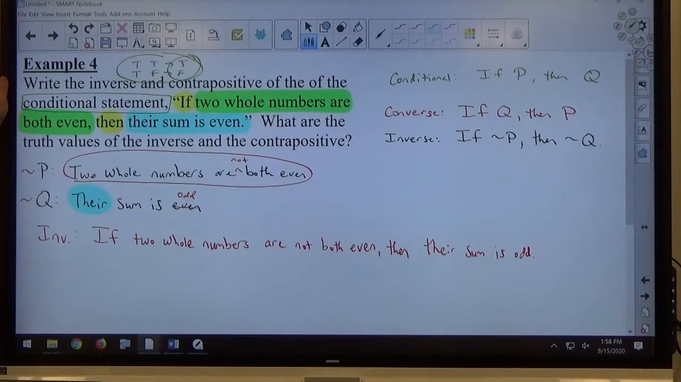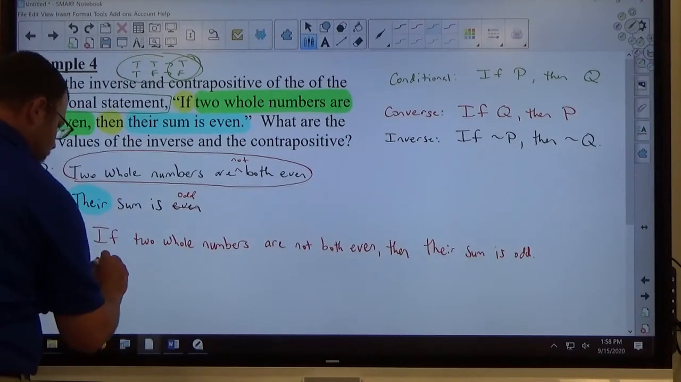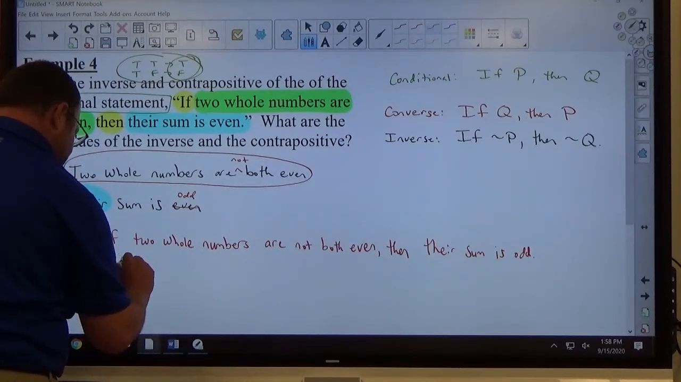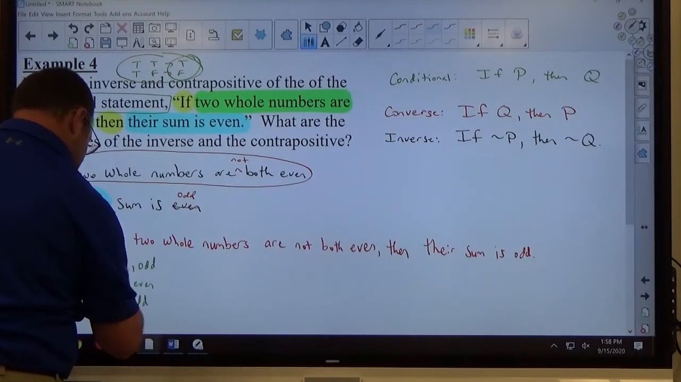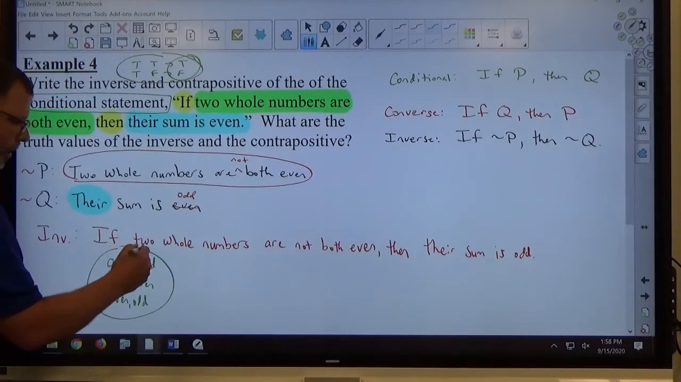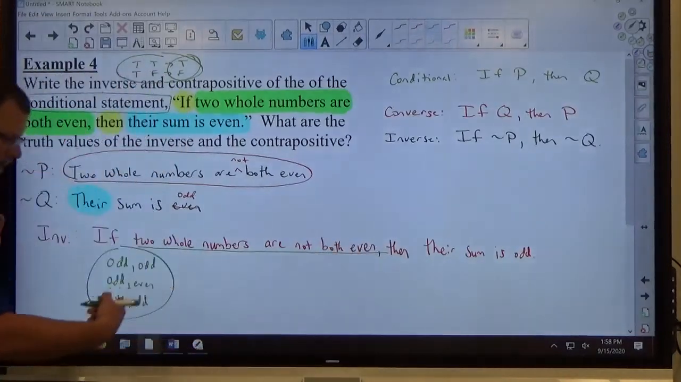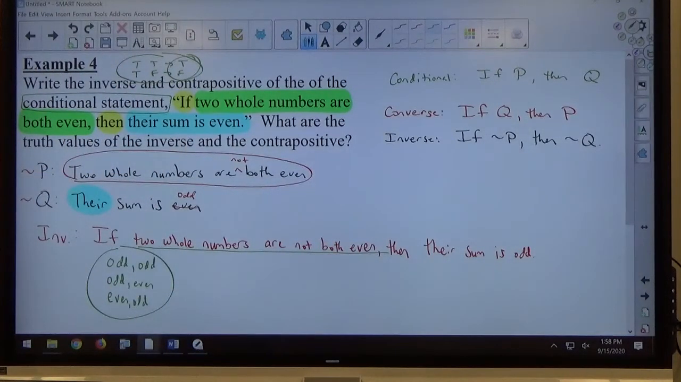Two whole numbers are not both even. So again, what are the three possibilities? We have odd, odd. We have odd, even. And we have even, odd. Those are the three ways to make this happen, right? So if two whole numbers are not both even, they look like one of these three scenarios, right?